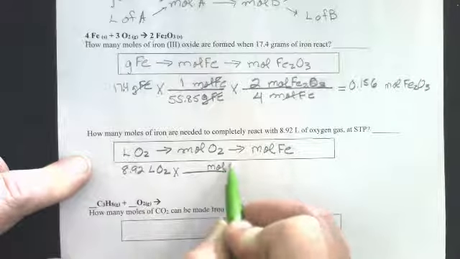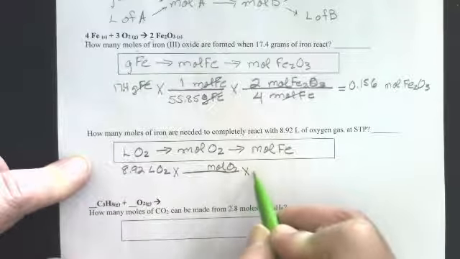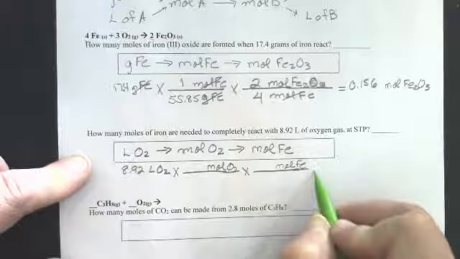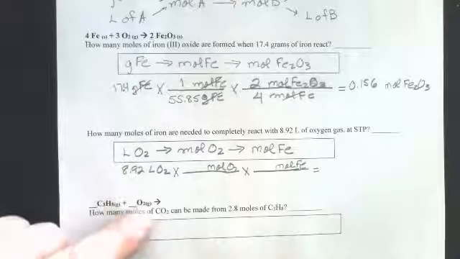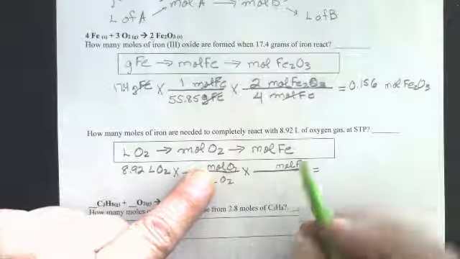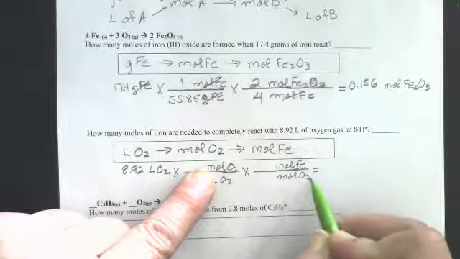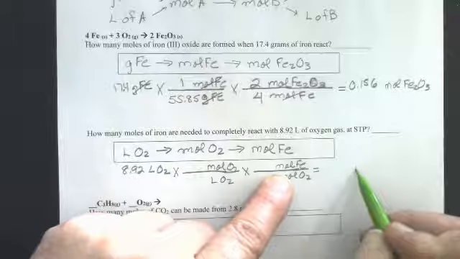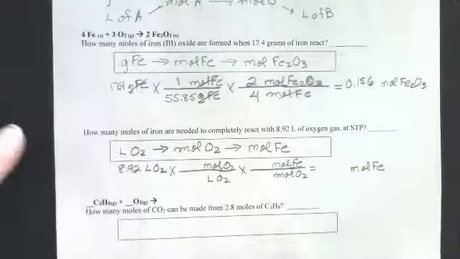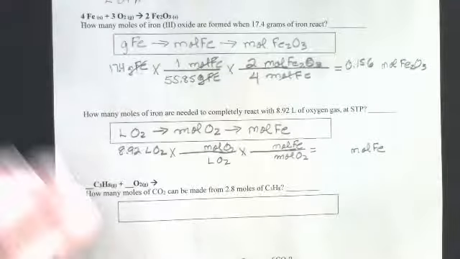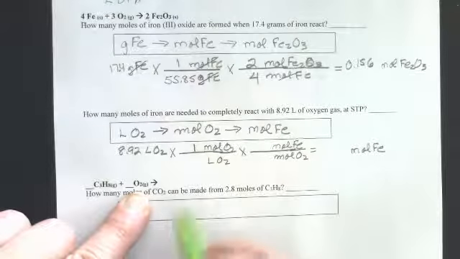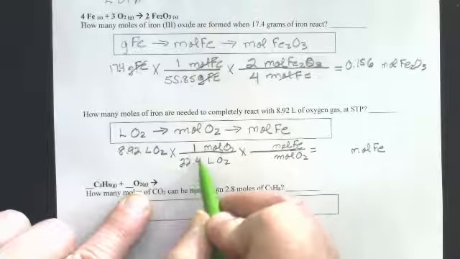From moles of oxygen then, we can convert to moles of iron. The bottom of our conversion factors, we will have liters of oxygen. Here we will have moles of oxygen. Here, for the answer, we will have moles of iron, which is what the question asks us for. Time to put some numbers in here. 1 mole of oxygen contains how many liters? 22.4. A mole of any gas at STP contains 22.4 liters.